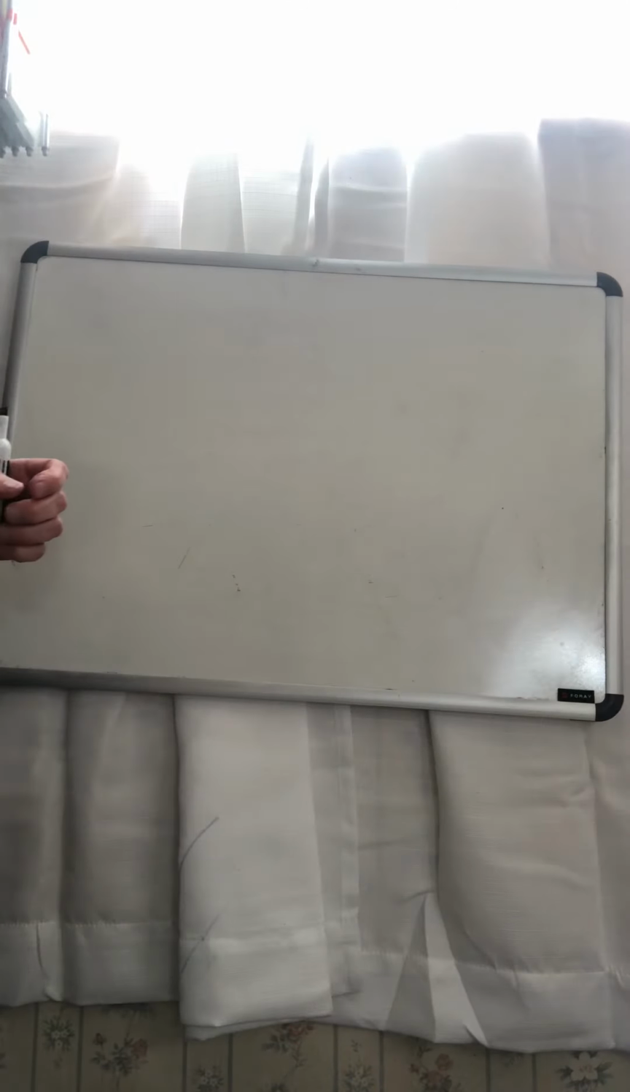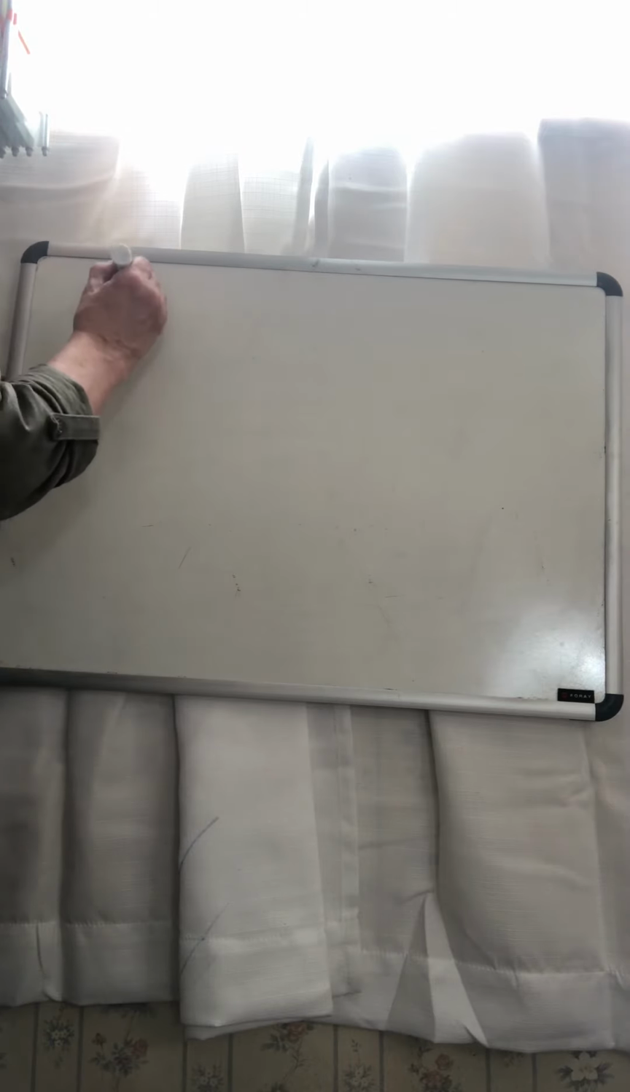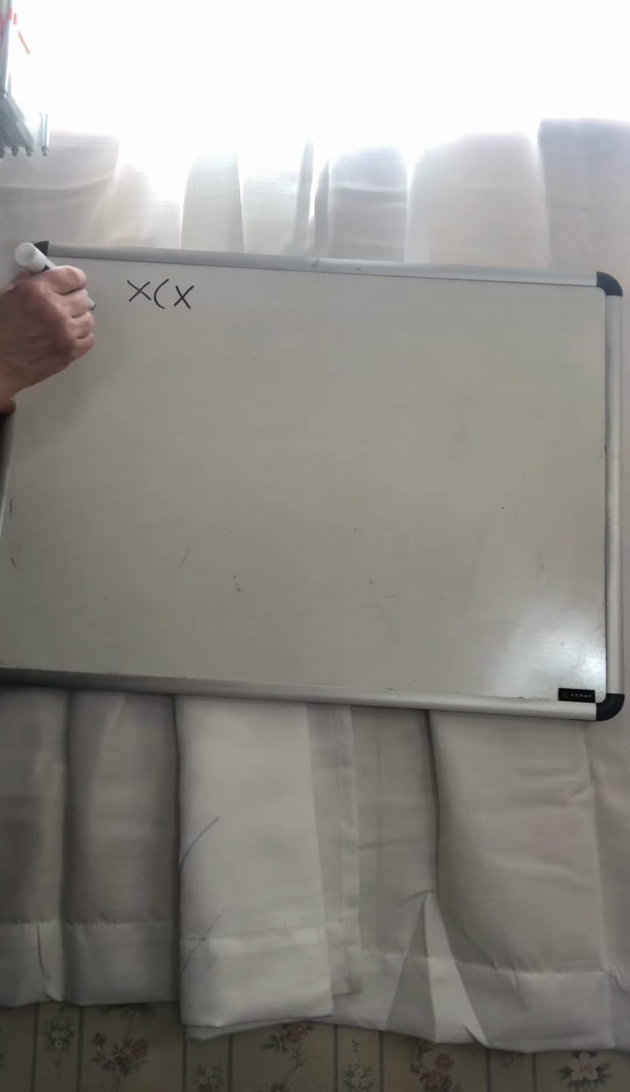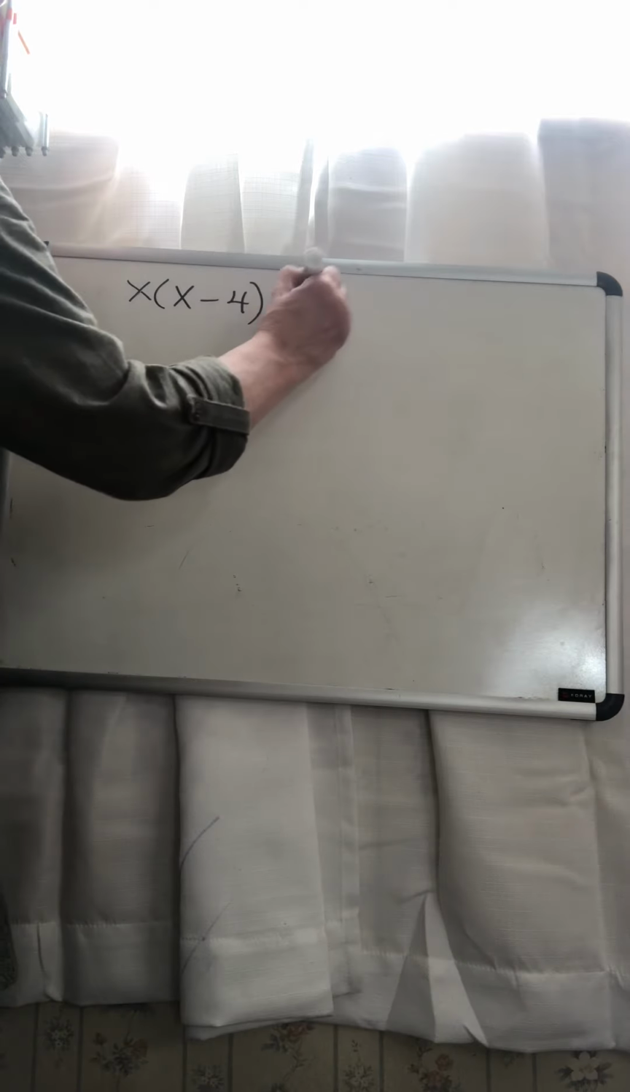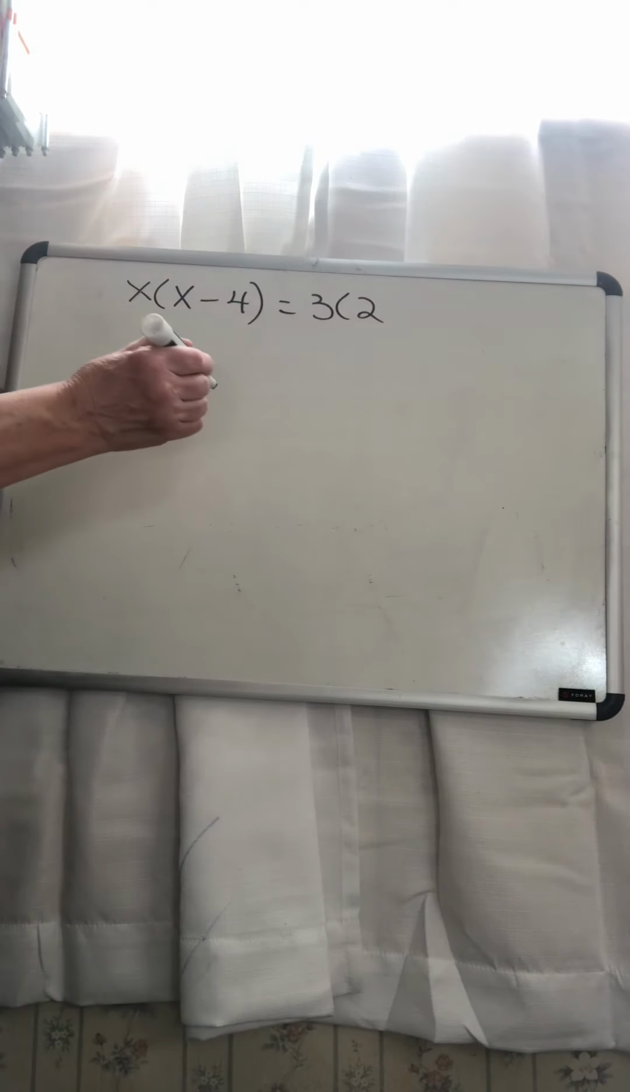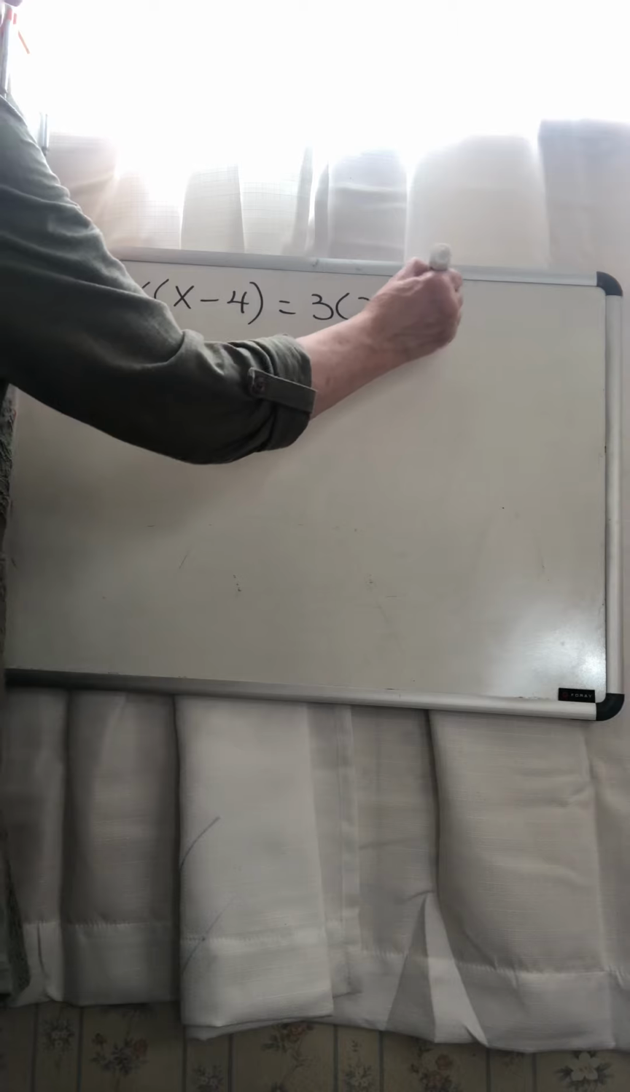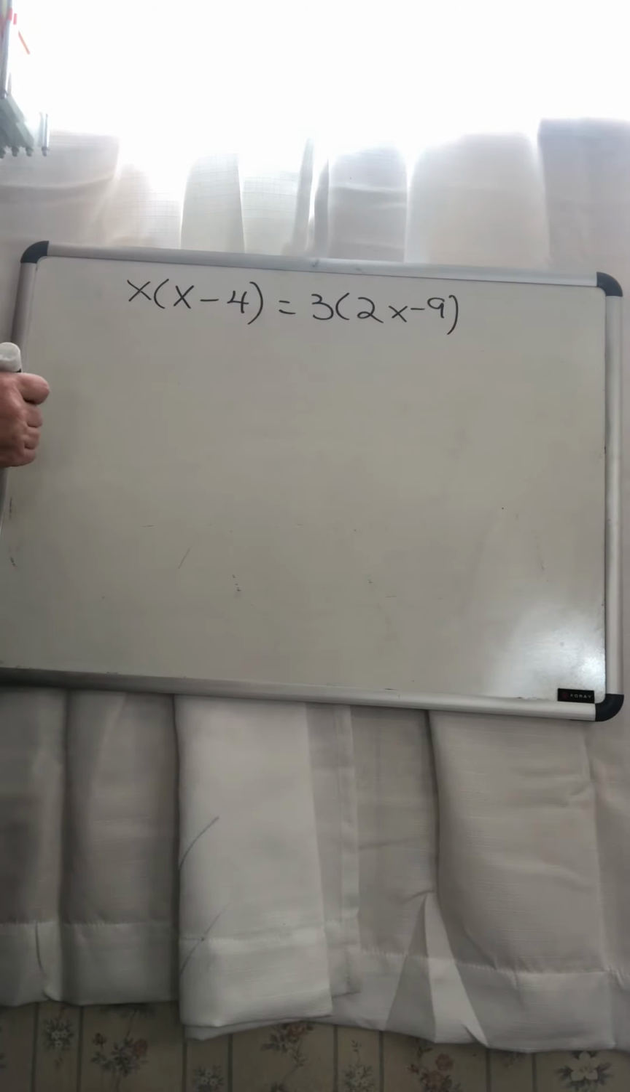So let's look at example 2, and we have x times the quantity x minus 4 equals 3 times 2x minus 9. So this does not look like a trinomial to me at all. Does it look like it to you? No, definitely not. So what we need to do is go ahead and distribute and then solve the equation, and hopefully it will end up being a trinomial.